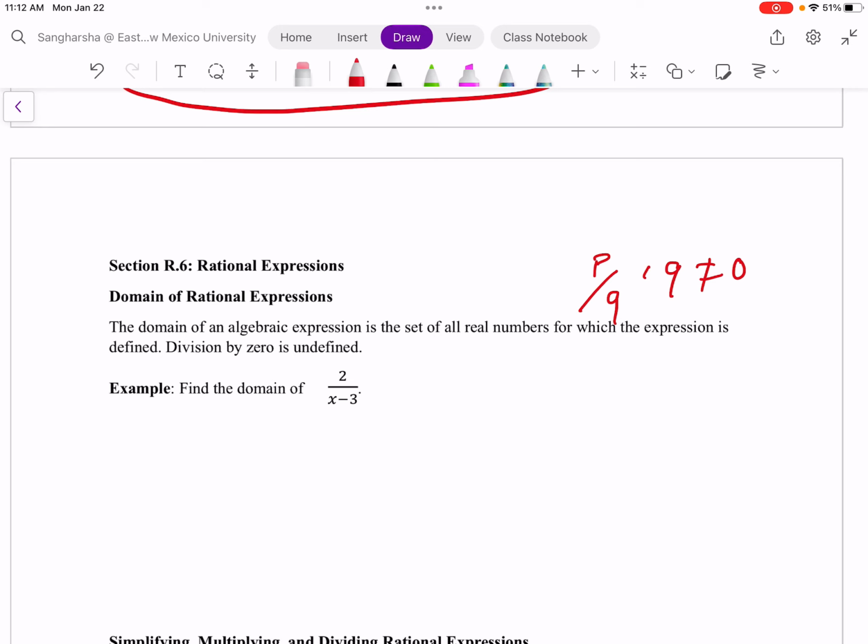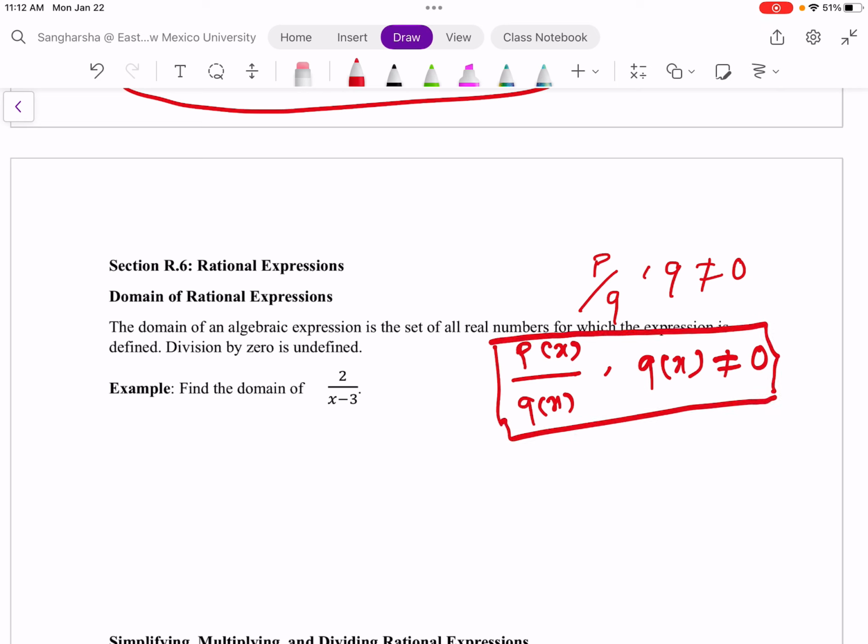Now it's similar. If you have, let's say, a polynomial p of x divided by q of x, and q of x not equal to 0, if you have an expression of this type, p of x over q of x, then your expression is a rational expression. So we have an example here.